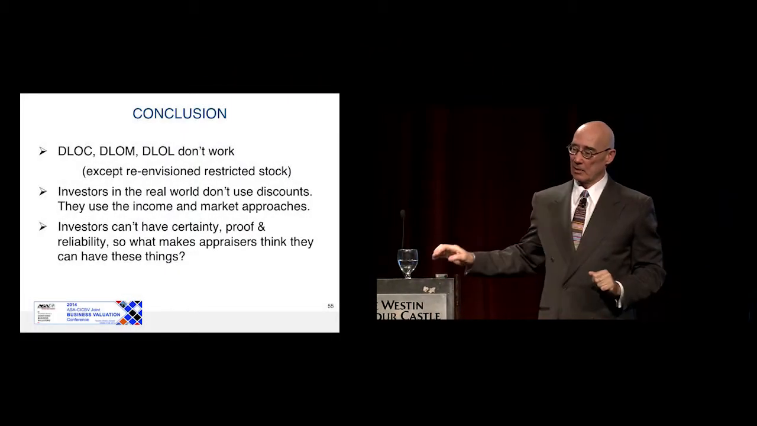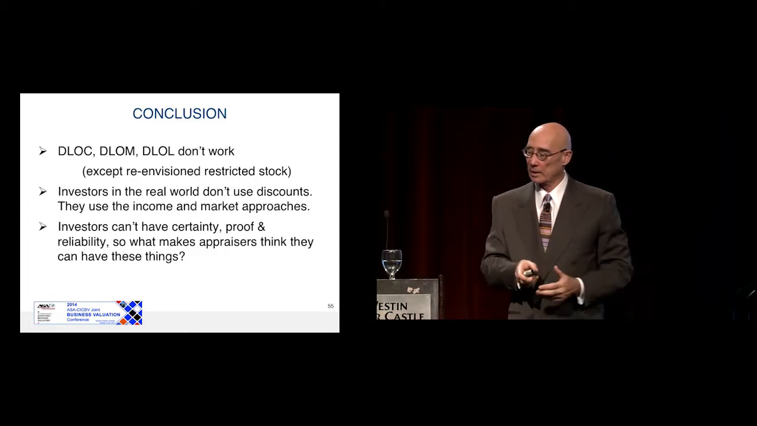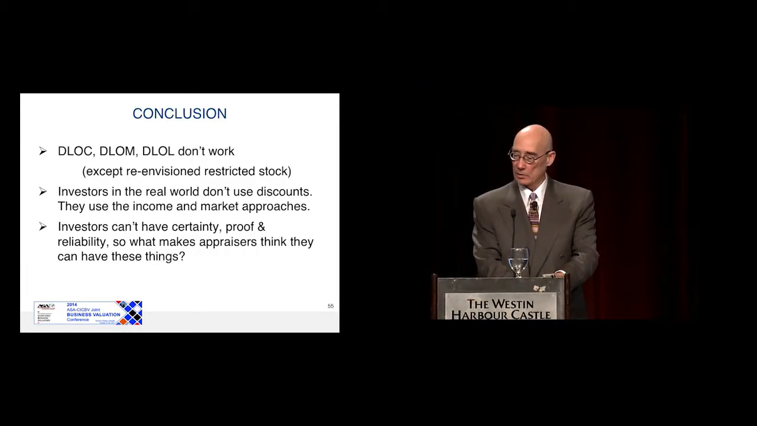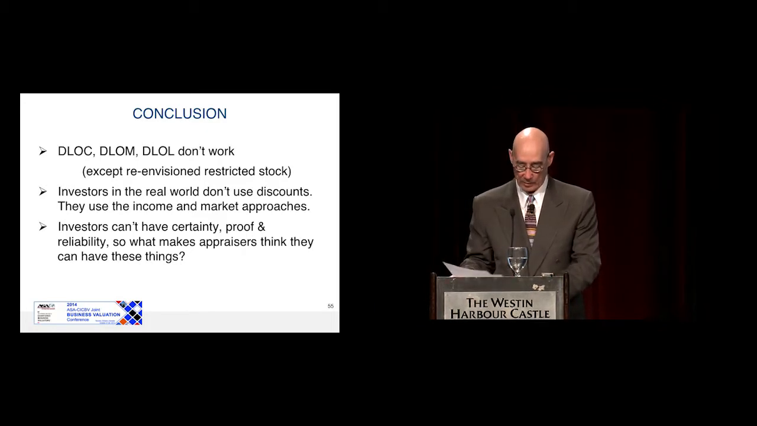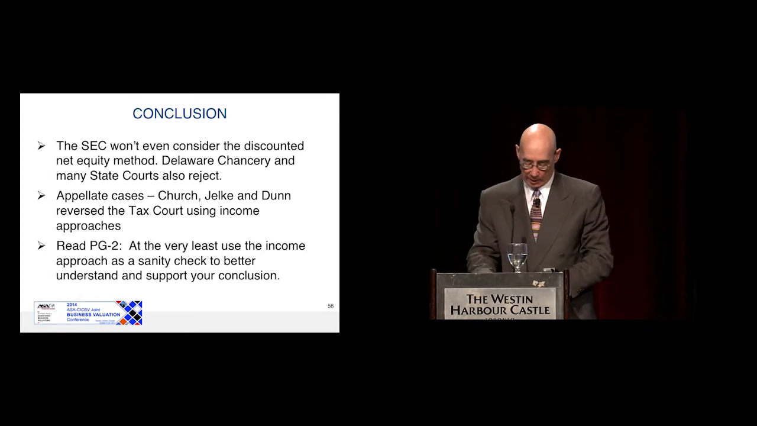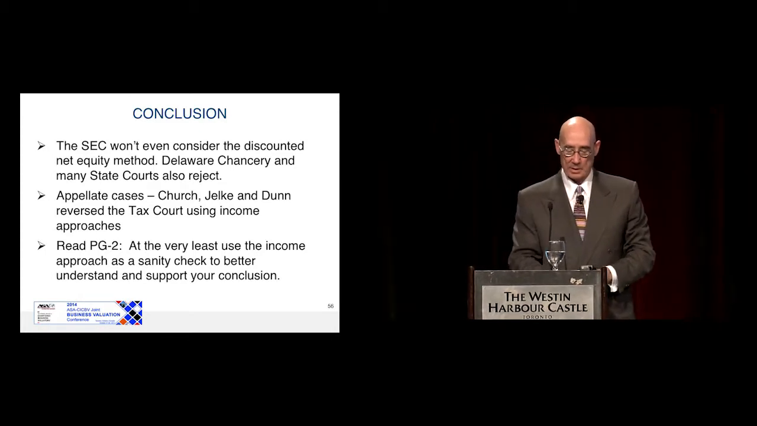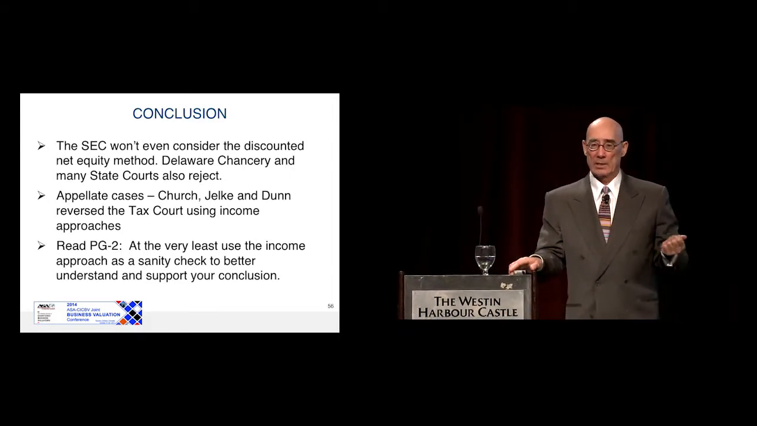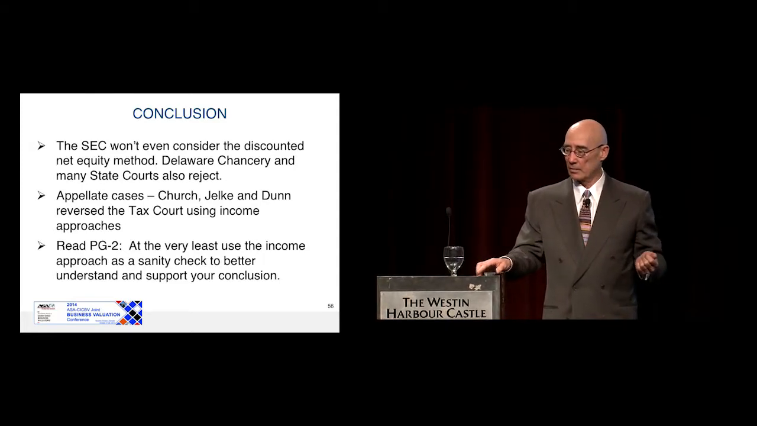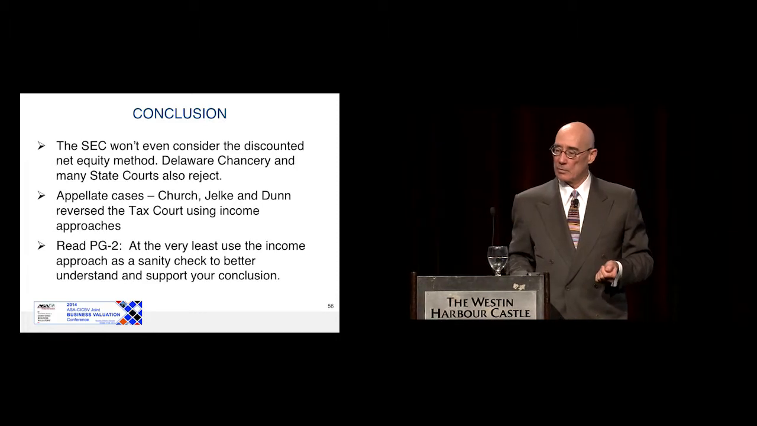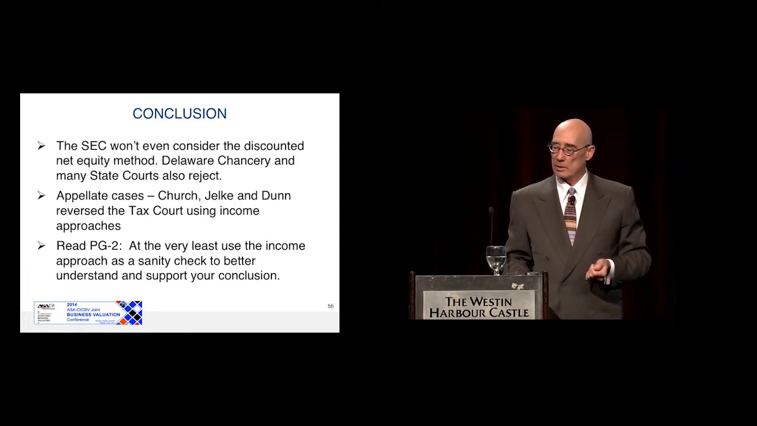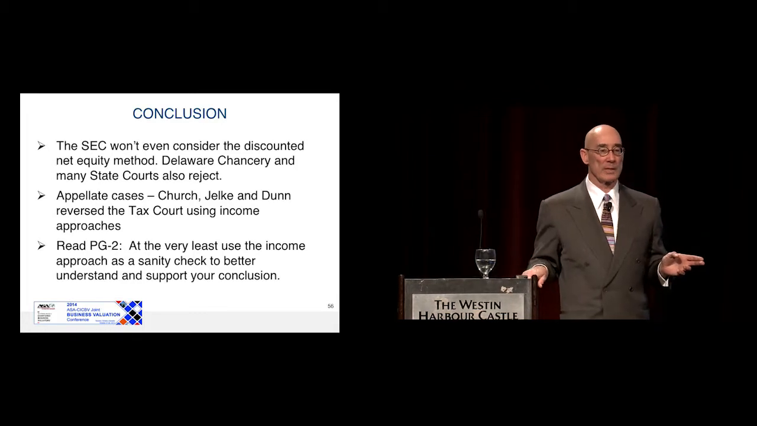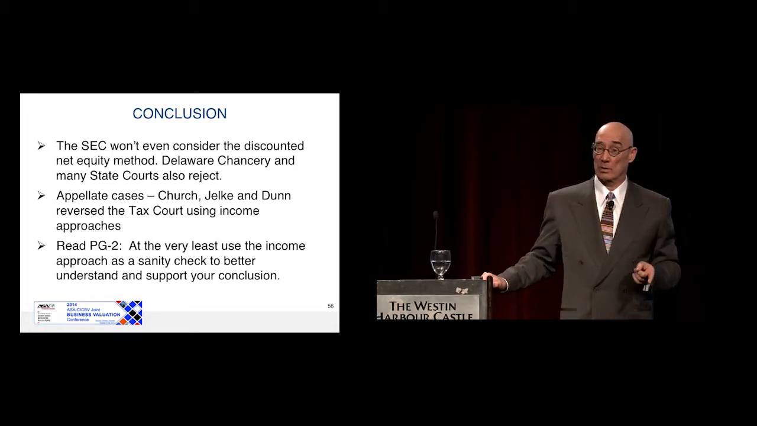So in conclusion, the discounts for lack of control, lack of marketability, and liquidity don't work. No investor uses that methodology to get to the price they're going to pay for something. And I just want to let everybody know that I'm just standing on the shoulders of a bunch of other people. This is not new with me. If you go to the SEC, they won't even consider this kind of stuff. Delaware Chancery, state courts, there have been some appellate cases. I don't know if Richmond is going to get appealed, but if it did get appealed, there might be a complete reversal of that decision.